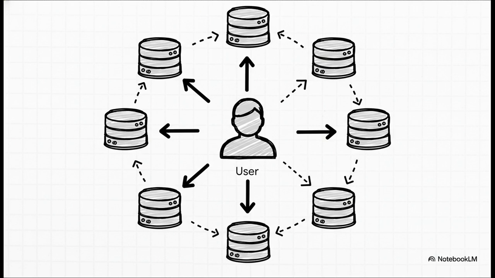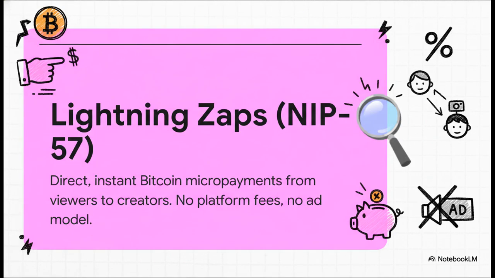The result? You get this super resilient system where it doesn't matter if one or two relays go offline, you're not relying on any single one. All right, but what about monetization? How do creators get paid?